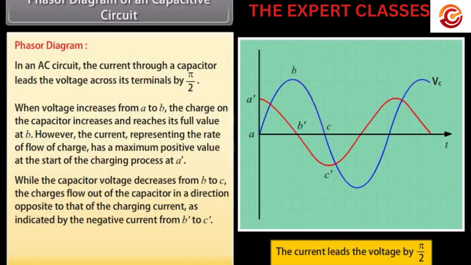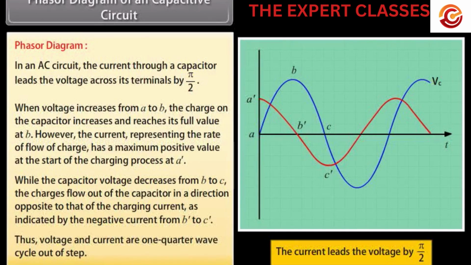The charges flow out of the capacitor in a direction opposite to that of the charging current, as indicated by the negative current from B dash to C dash. Thus, voltage and current are 1/4 wave cycle out of step.